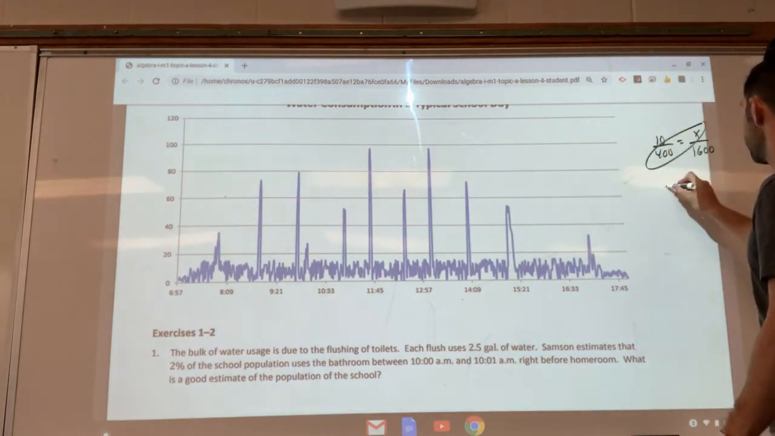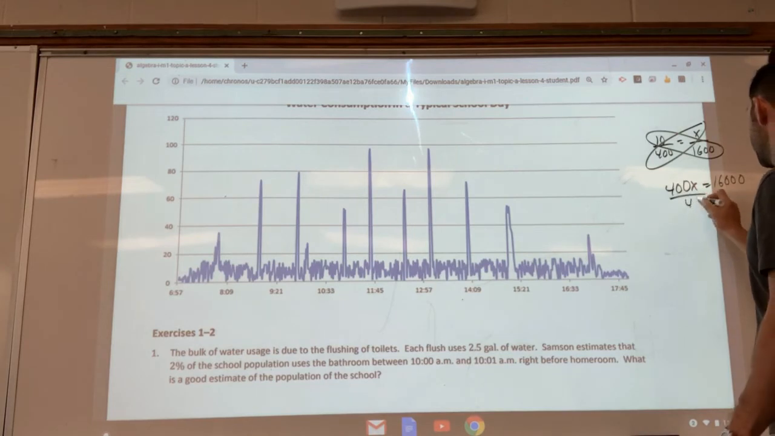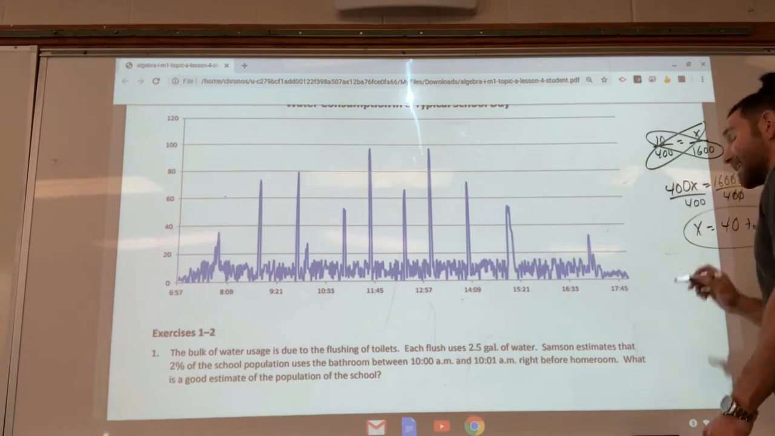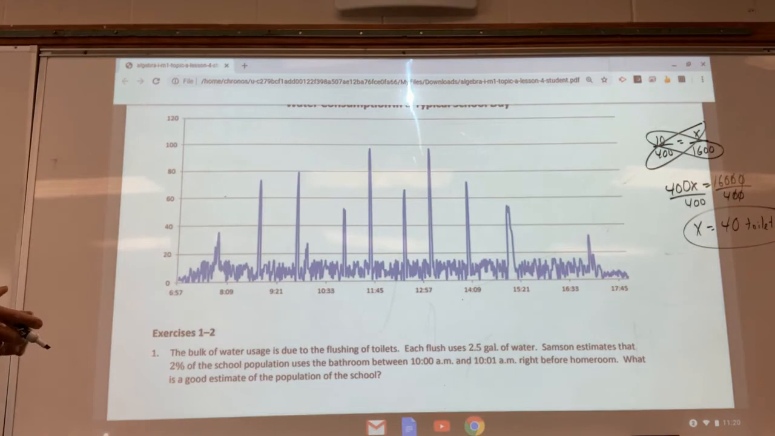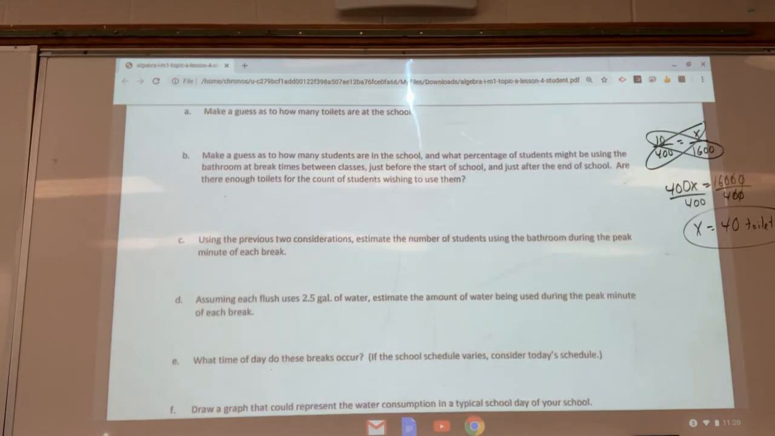So now I can cross multiply. I've got 400x. I've got 16,000. I divide by 400. And that's going to give me x equals 40 toilets. Okay? So even though I'm guessing, I have no idea how many this imaginary school has, but we're going to guess 40 toilets. That could be wrong, that could be right. Okay? You do not know. That's the worst part about guessing. So now we've got question 3, 40 toilets.